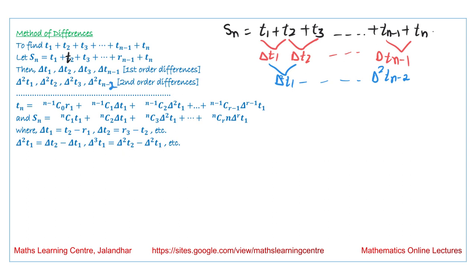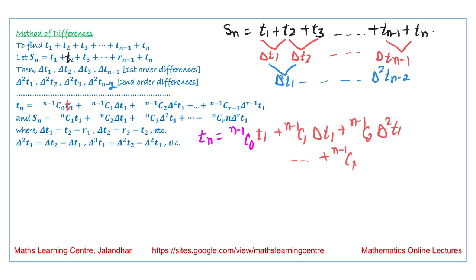So the general term in this case, if we have to write it, is written as Tn equals n minus 1 C0 into T1 plus n minus 1 C1 times the first difference corresponding to 1, then plus n minus 1 C2 delta square T1, and so on up to plus n minus 1 C n minus 1 delta n minus 1 T1. These are all the values we have, n of them.